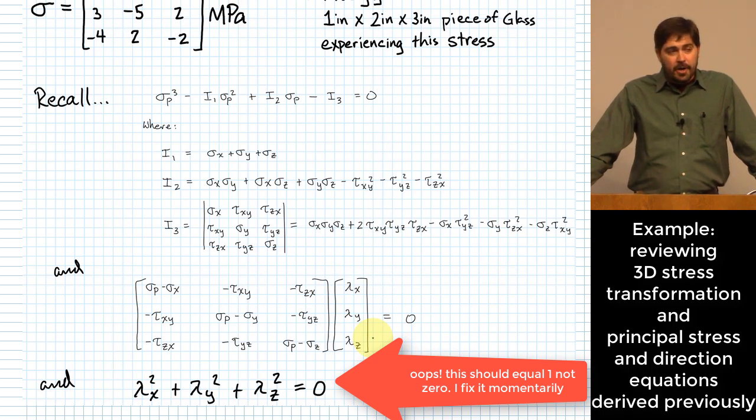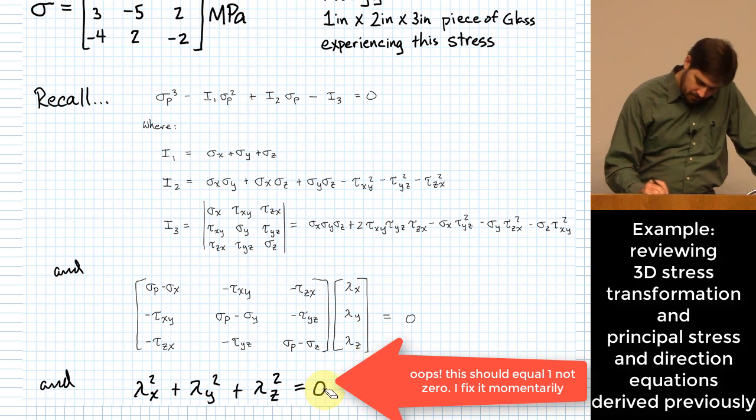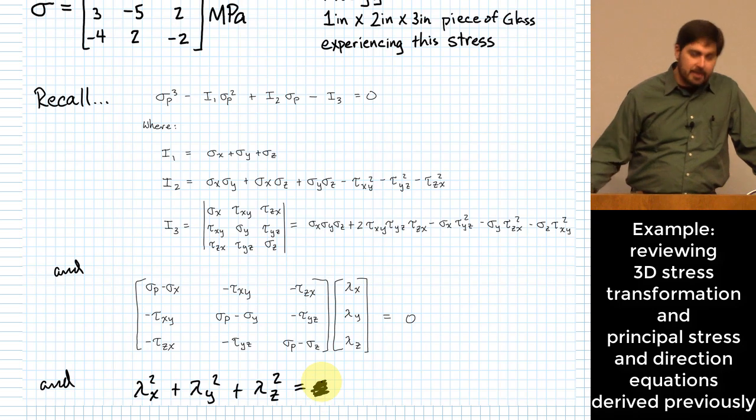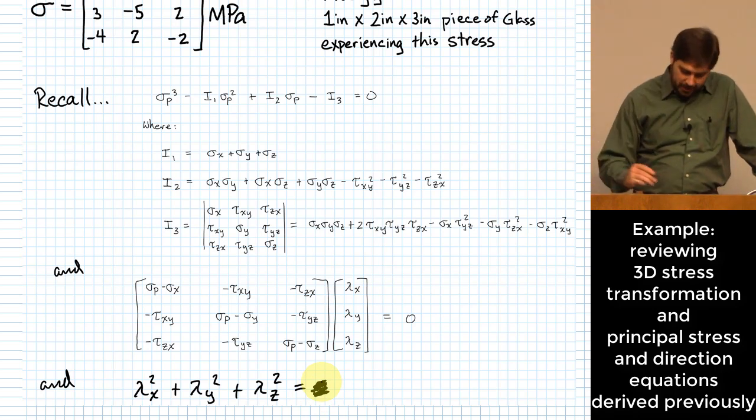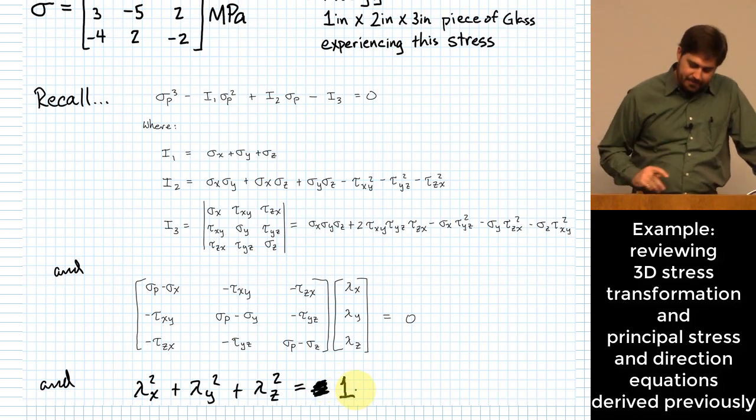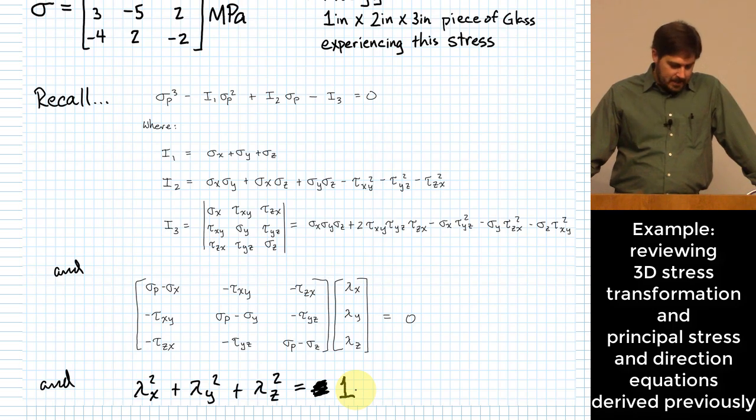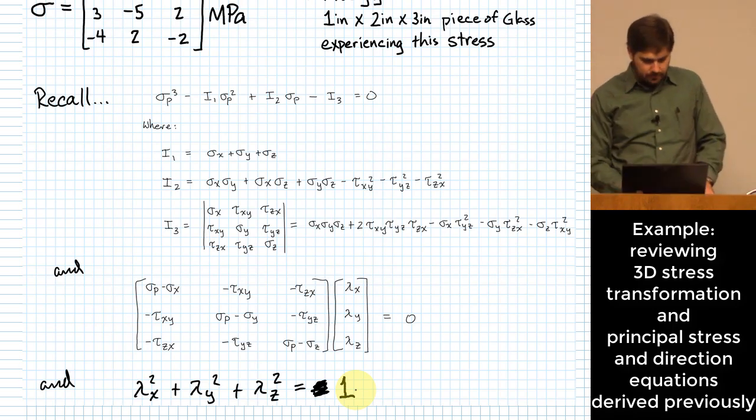And then another equation that we're going to need to use is, recall that our direction cosines were not all three independent of one another. And so we can relate your direction cosines according to this. And that shouldn't be 0. What should that be? 1. I don't know how I managed to mess that one up, but that should be 1. All right, so let's get into Mathcad.